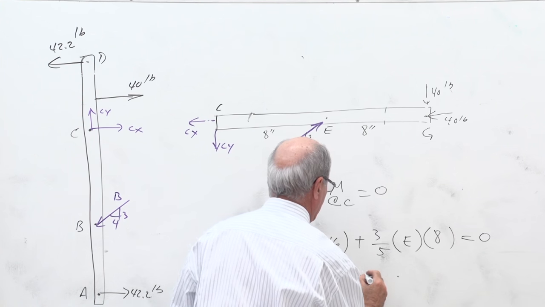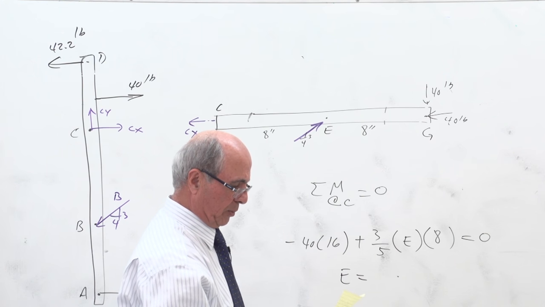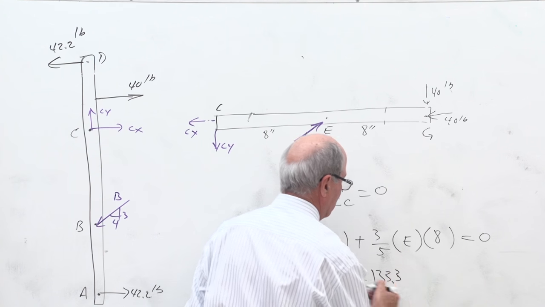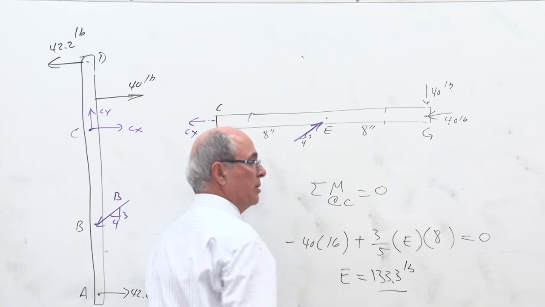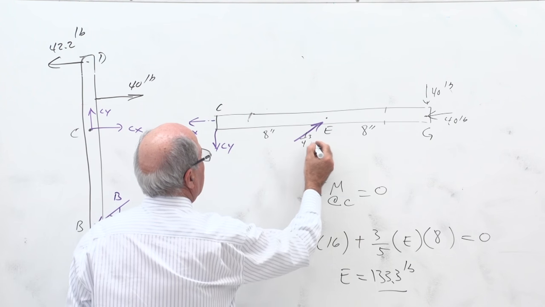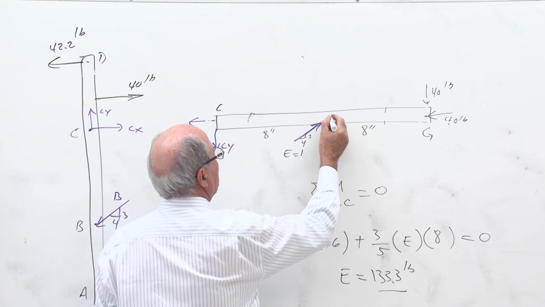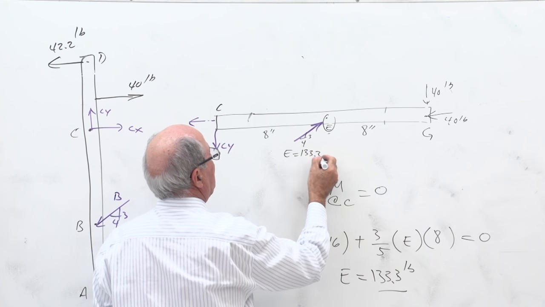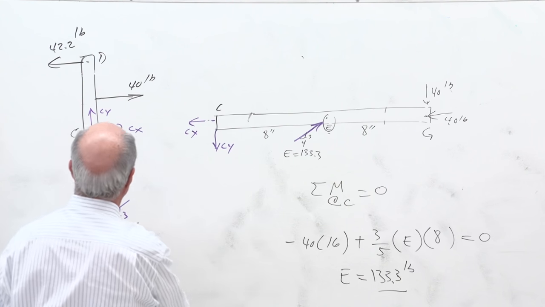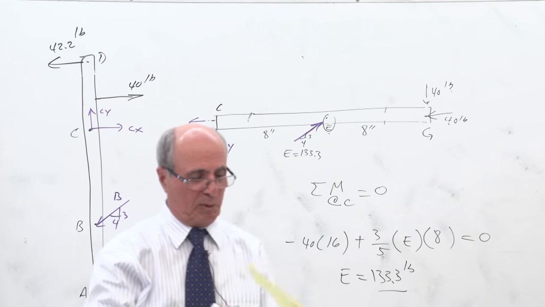So E ends up to be equal to 133.3, or you can leave it at 133. So this one is solved. As soon as this force E becomes equal to 133.3, notice immediately you can calculate Cx and Cy. Of course, actually after you do it, it's finished. It is so simple, you will be surprised.